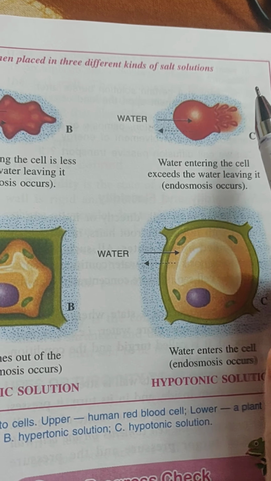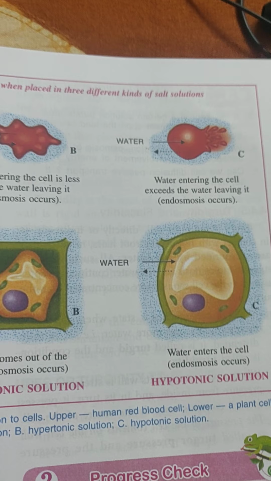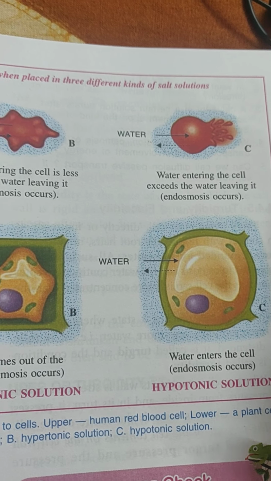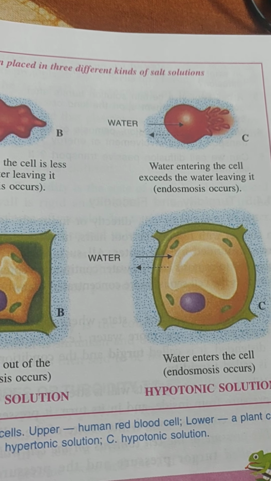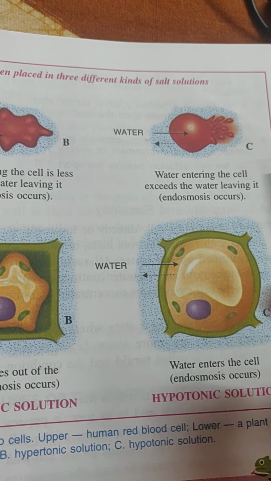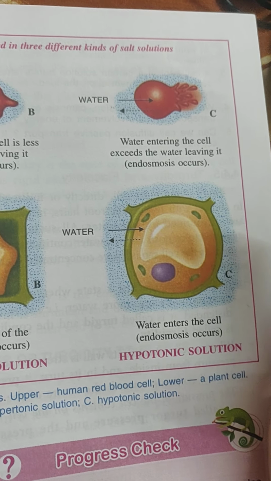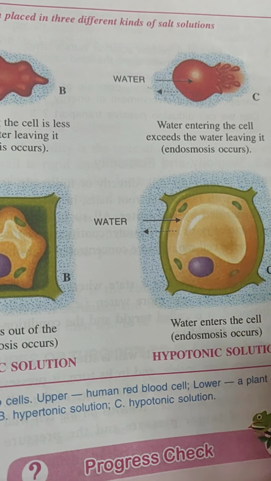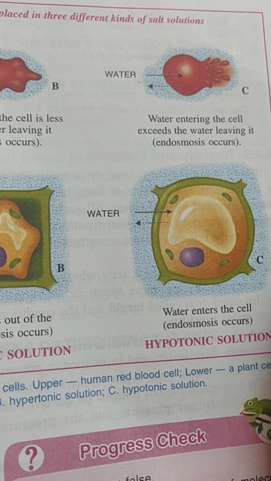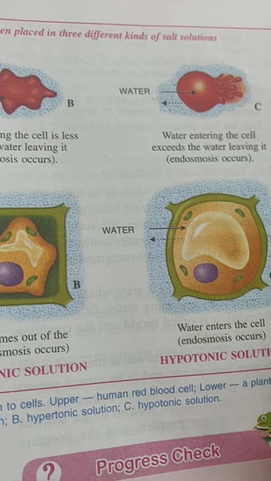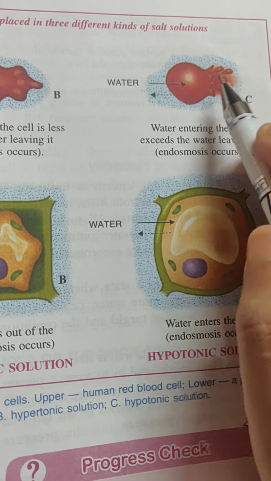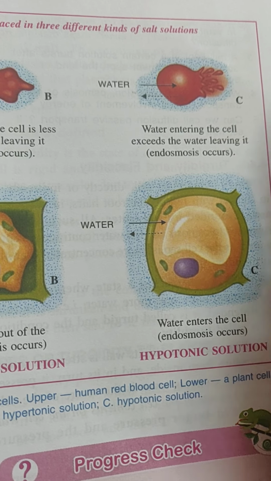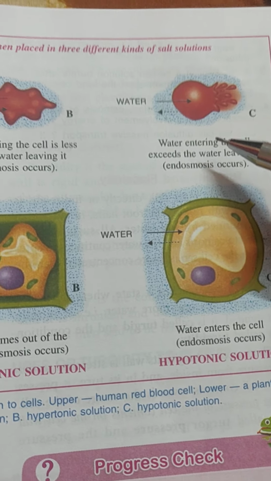The proper way of saying it is that the water molecules will enter the cell in a larger amount than the water molecules leaving the cell. So water entering the cell will exceed the water leaving it, and this process is known as endosmosis. If a cell is kept in a hypotonic solution, endosmosis takes place, and in some cases, due to endosmosis, the cell may burst. The cell swells up and it bursts.